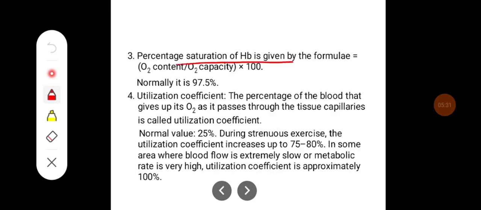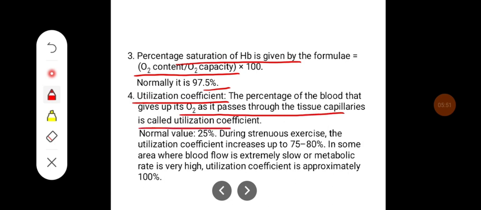The percentage of saturation of hemoglobin can be given by the formula: oxygen content divided by oxygen capacity into 100. Normally it is around 97.5%. Utilization coefficient is the percentage of blood that gives up its oxygen as it passes through the tissue capillaries. Normally it is 25%.